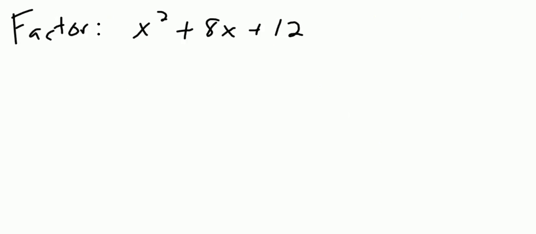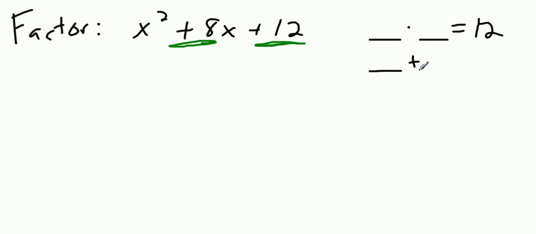Okay, so here's our next example. In this one, I haven't given you the answer. Right? We're going to identify the plus 8 and the plus 12 here and set up our two numbers that multiply to 12 and two numbers that add to 8. Okay? Now we did just write out the factors of 12, but I'll put them here again.